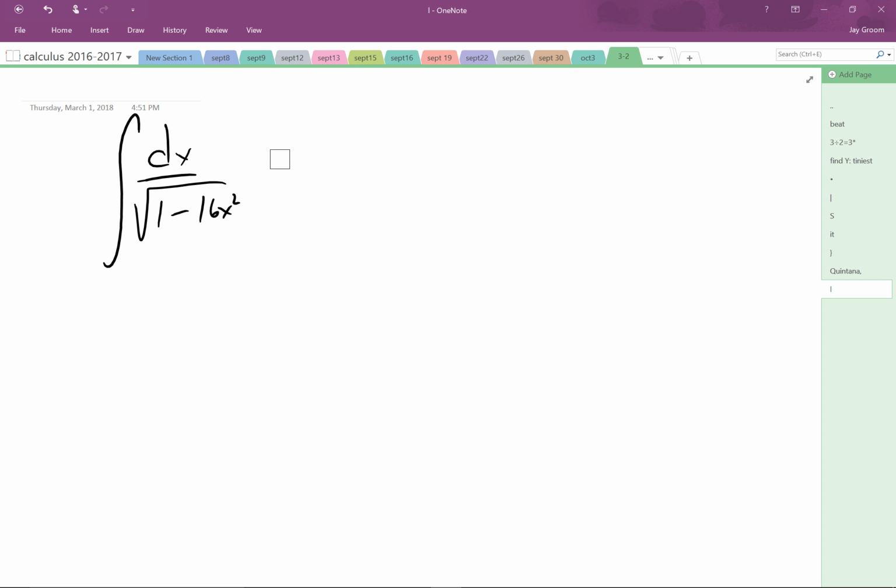Oops, already got a dx, dummy. Hey, what does that look like, Mr. Grimm? That looks an awful lot like arc cosine or something, or arc sine, yes? Except that it would need to be 1 minus x squared. You see that? In other words, I need to have this be something squared. Well, what on earth squared is equal to 16? Well, 4, obviously. So if u is 4x, then du would be equal to 4 dx, correct?